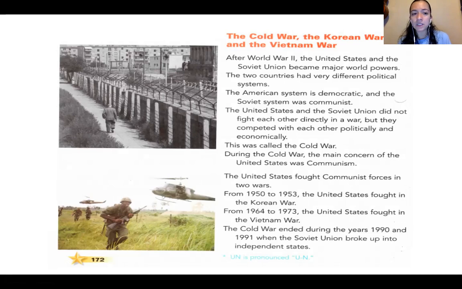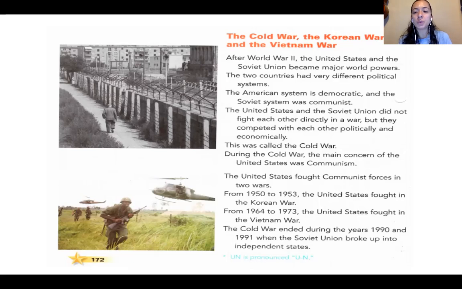Let's talk about the other wars the United States was involved in during the 1900s. The Cold War, which is a different type of war, meaning there was no fire, but the Korean War and the Vietnam War were definitely wars where there was some type of armament and soldiers involved.